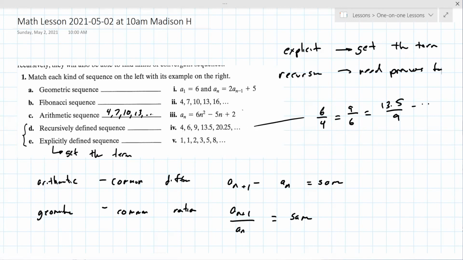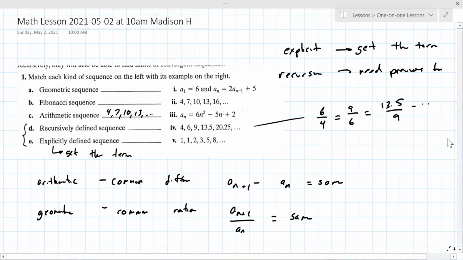Okay. Number 2 says, does a recursive definition of a sequence always need to give the first term or terms? So the answer is yes. Recursive, we just said that. Recursive requires you to have at least the previous term. It depends on how many it's defined for.